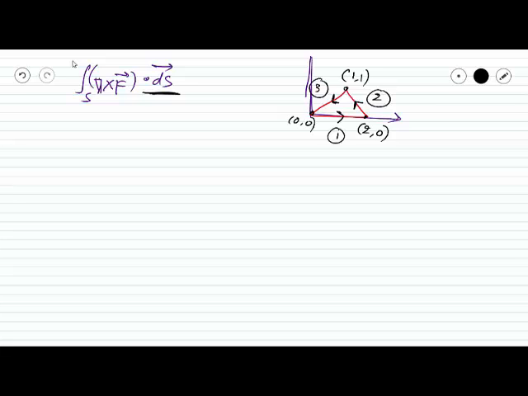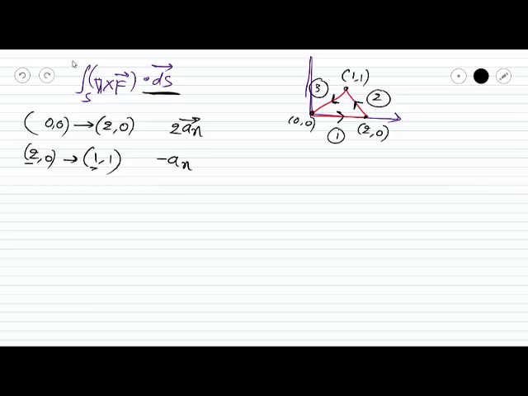Now draw the distance vector of path 1. If you see path 1, it starts from 0, 0 and ends at 2, 0. What is the distance vector? 2 minus 0, which is 2ax bar, 0 minus 0, so no ay bar component. And take path 2, it is starting at 2, 0 and ending at 1, 1. What is the distance vector? 1 minus 2, minus ax bar, 1 minus 0, ay bar. Now do the cross product of these two. So 2ax bar cross minus ax bar plus ay bar.